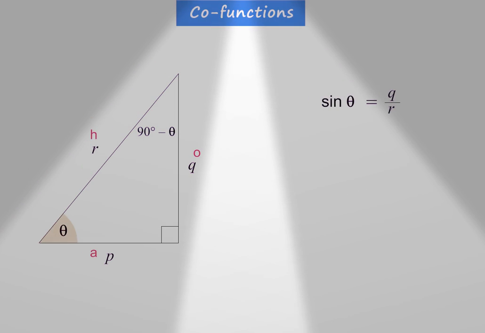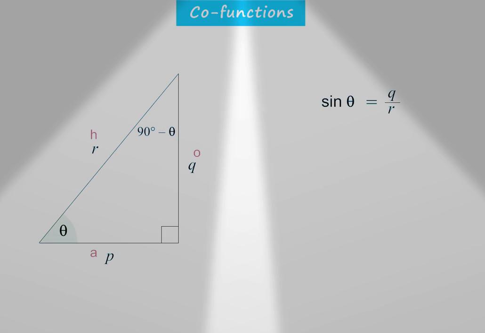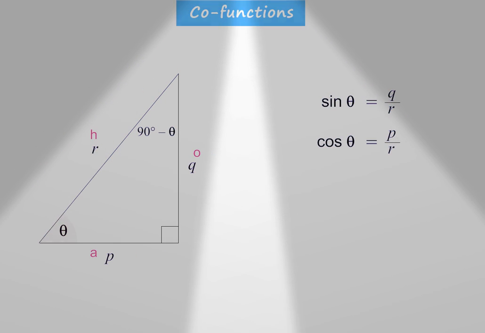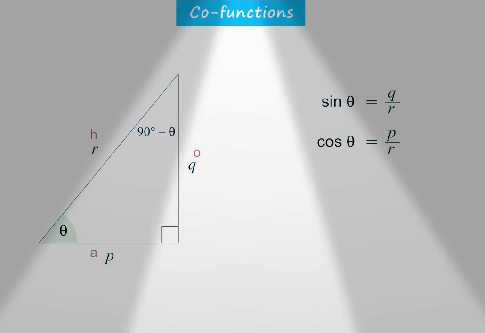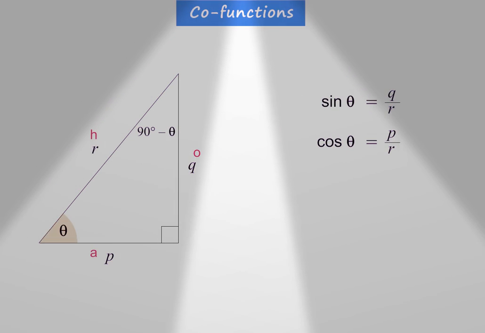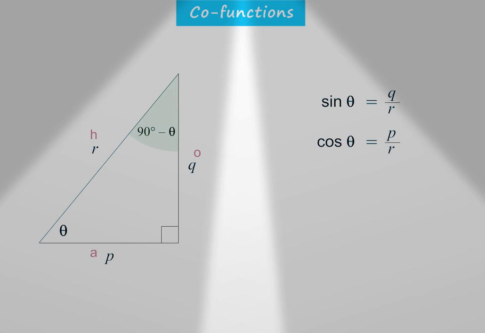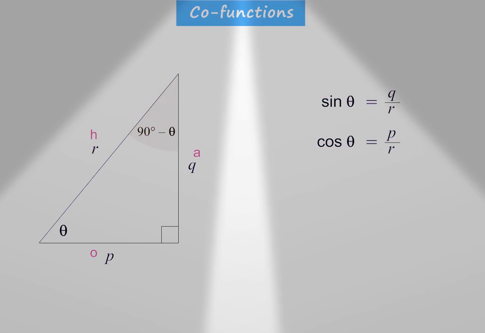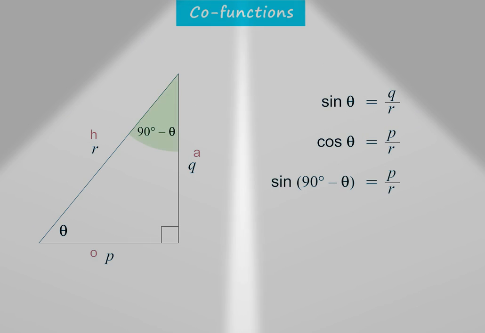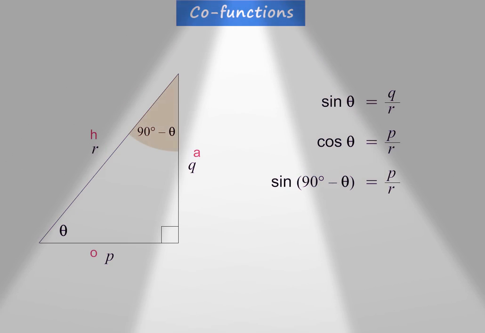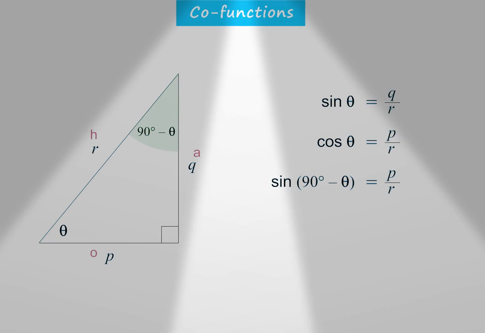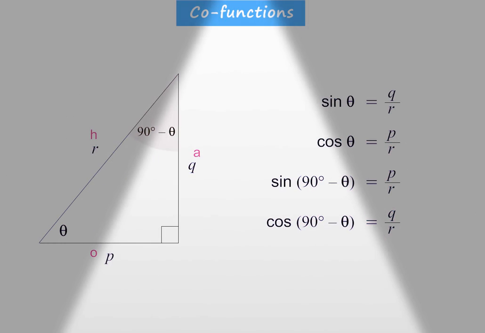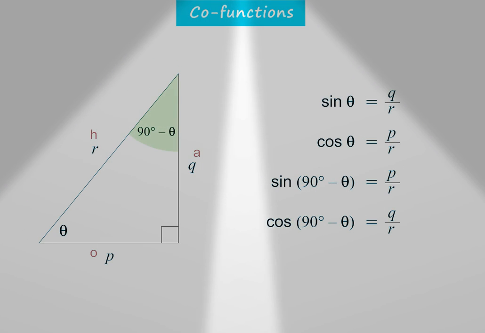then sine theta, which is opposite over hypotenuse, will be equal to Q over R, and cos theta, which is adjacent over hypotenuse, will be equal to P over R. If we make 90 degrees minus theta the reference angle, then the opposite and adjacent sides will swap places. And sine 90 degrees minus theta, which is opposite over hypotenuse, will be equal to P over R. And cos 90 degrees minus theta, which is adjacent over hypotenuse, will be equal to Q over R.